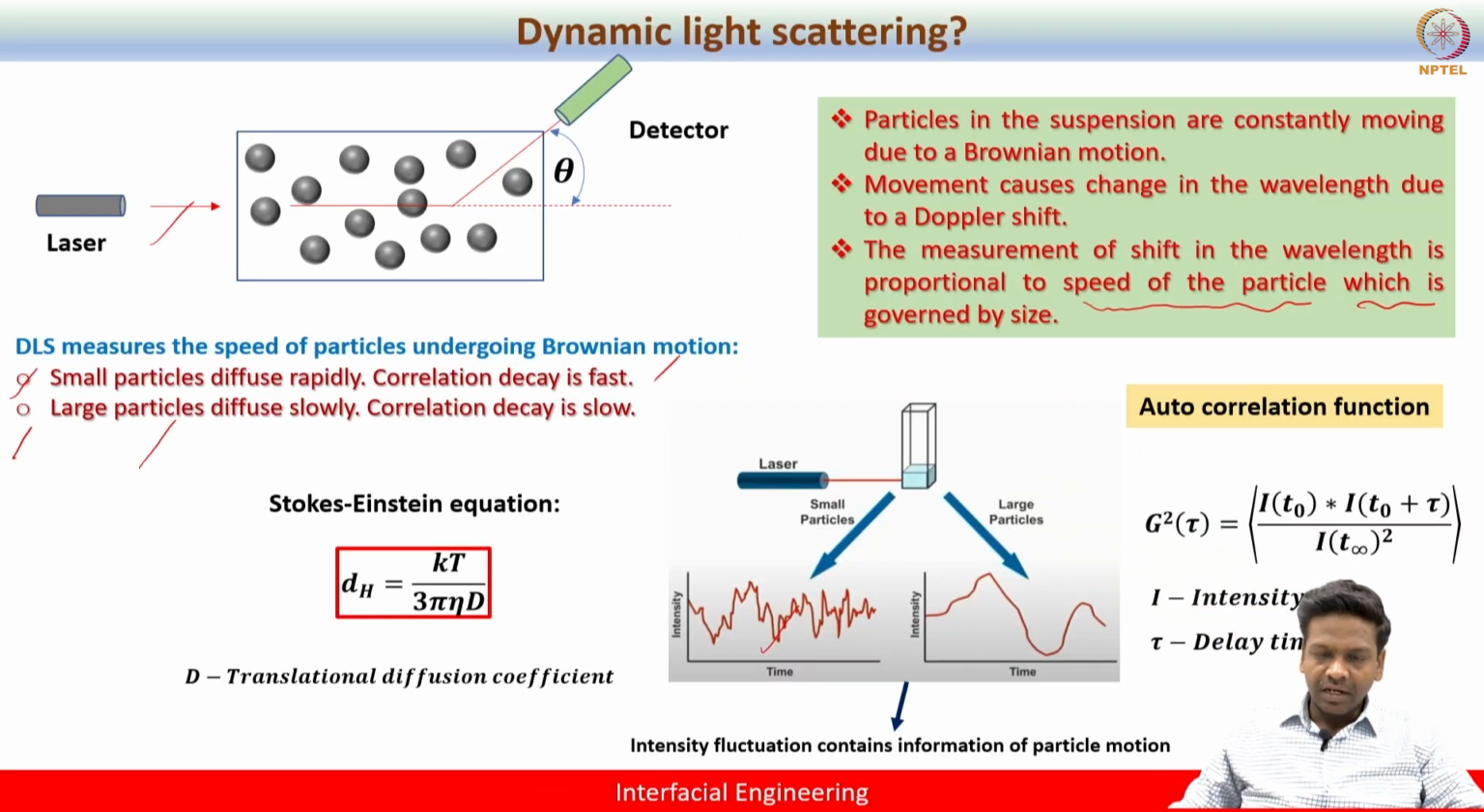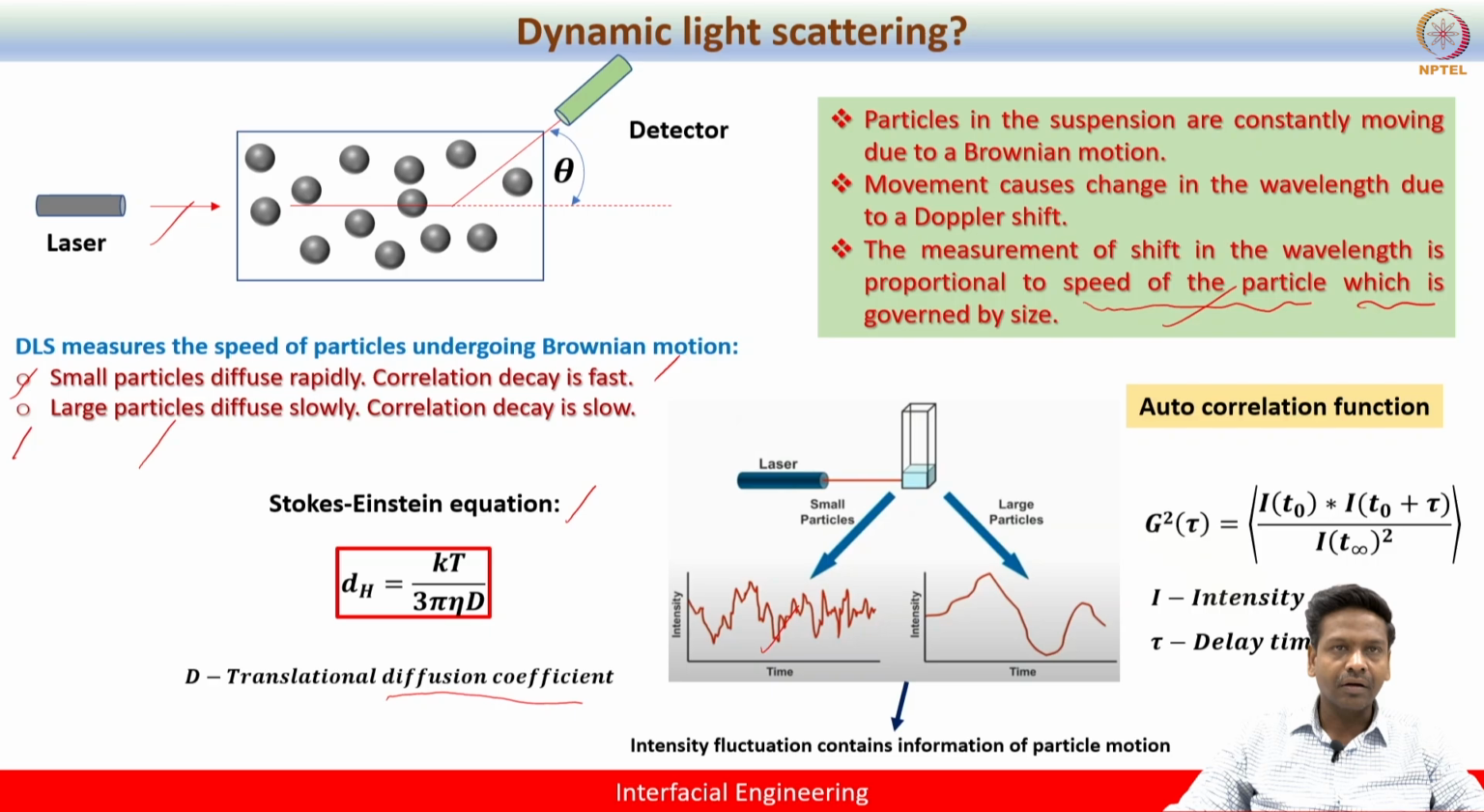Dynamic light scattering basically helps us determine the speed of the particle, which is useful for calculating the translational diffusion coefficient. This is then used to calculate what is known as the hydrodynamic diameter of the particle, based on the Stokes-Einstein equation under certain assumptions. Whenever you shine a laser light, it strikes the particle surface.